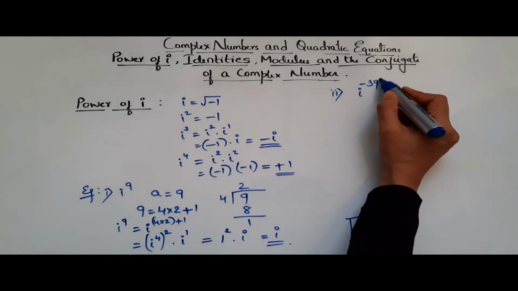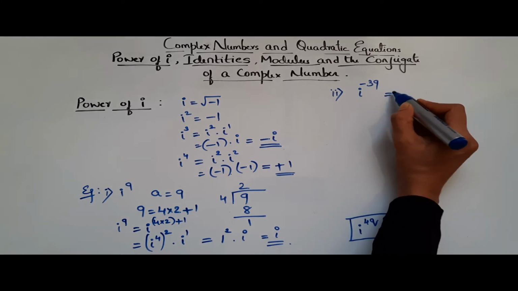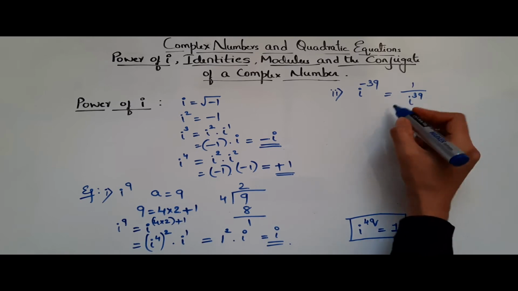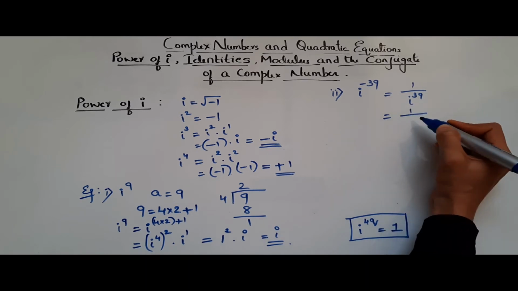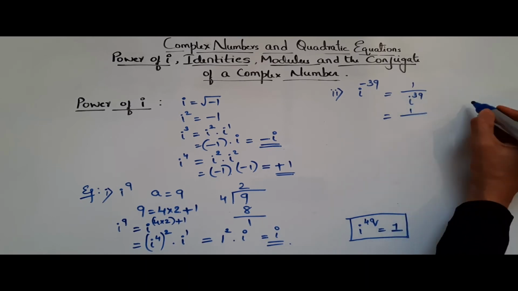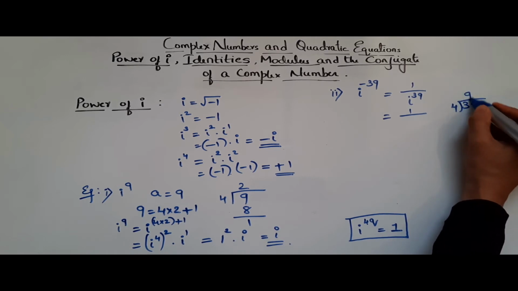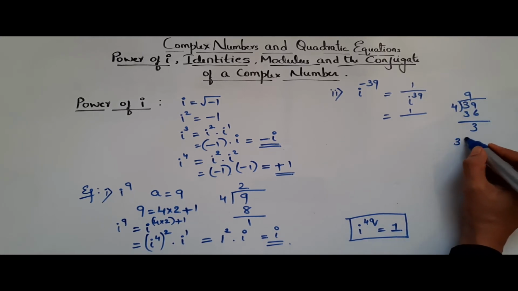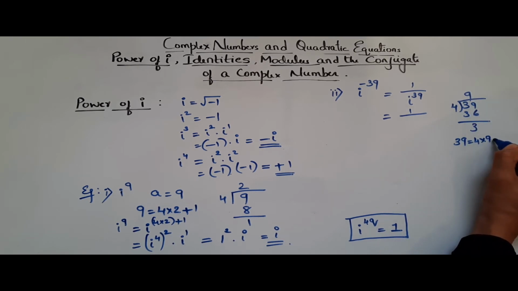This is i with an integer power, which you can write as 1 by i power plus 39. Here the integer is 39, so let's divide 39 by 4. 4 nines are 36. What is the remainder? 3. So we can write 39 as 4 into 9, that is the quotient, plus 3. 4 nines are 36, 36 plus 3 is 39.